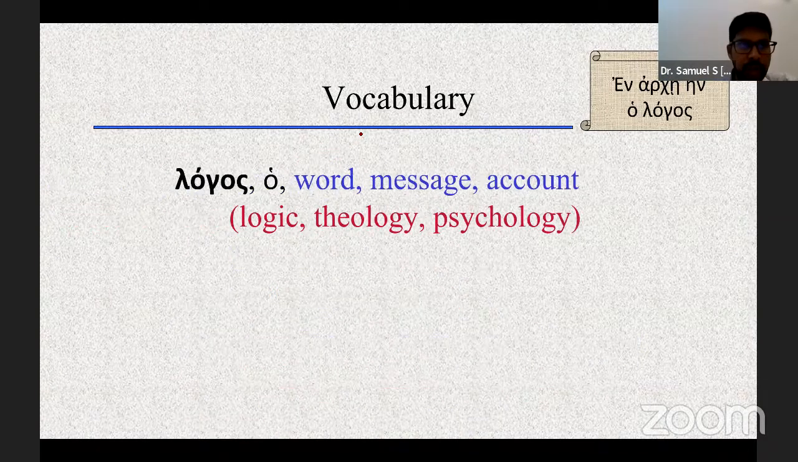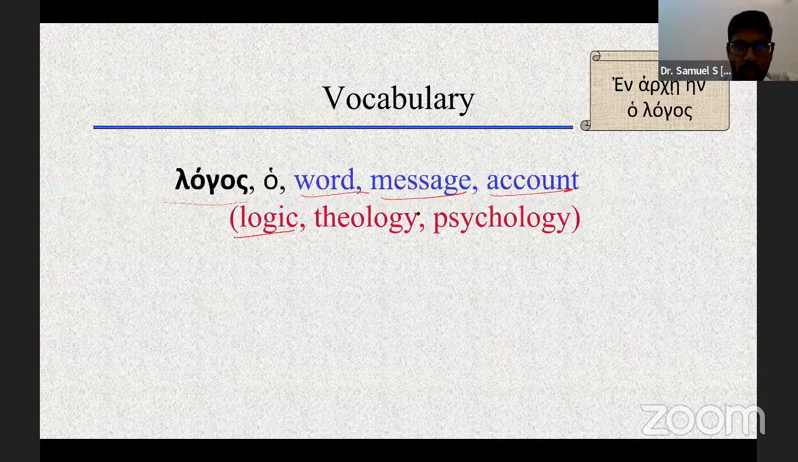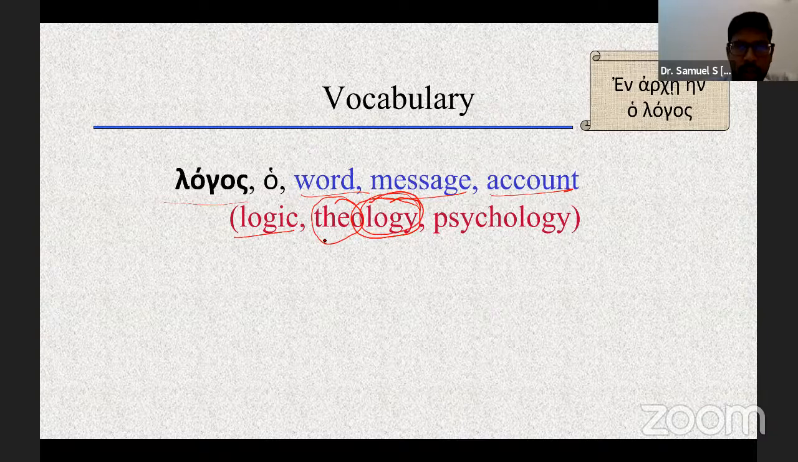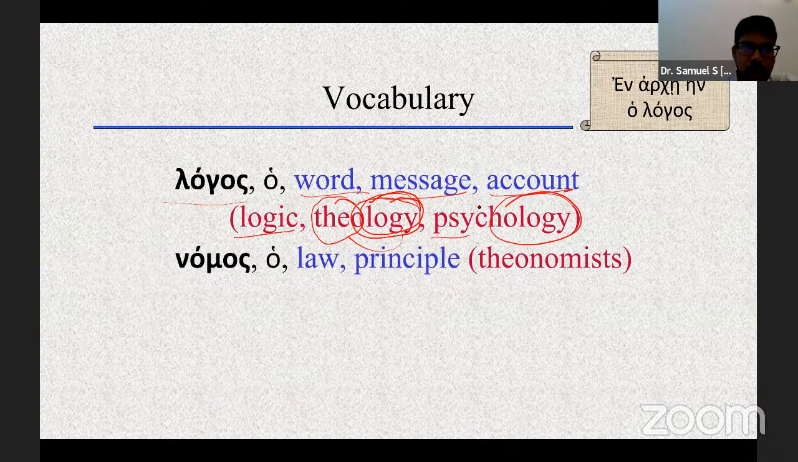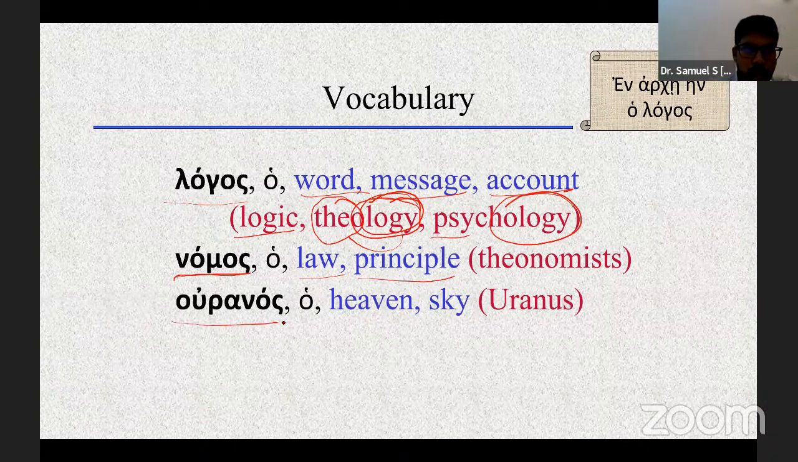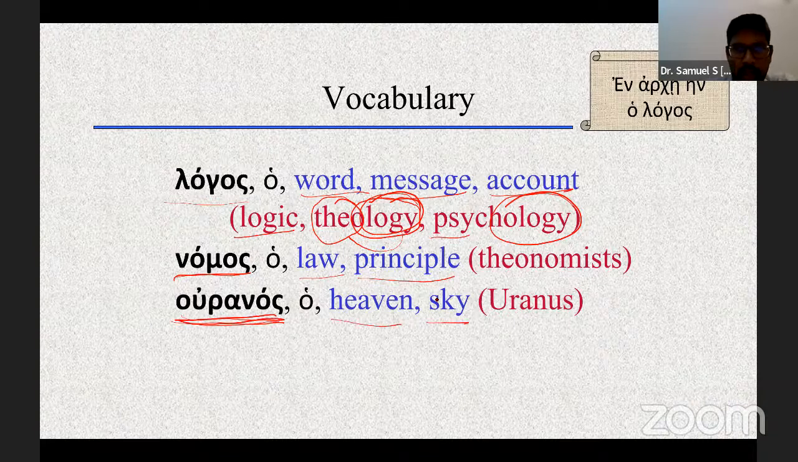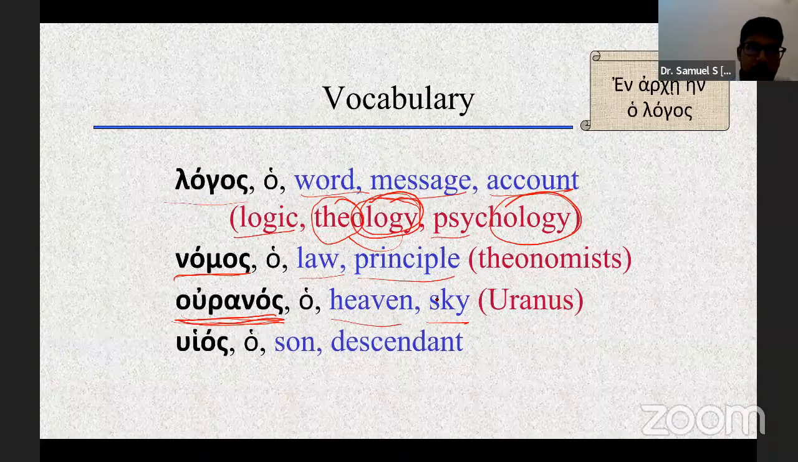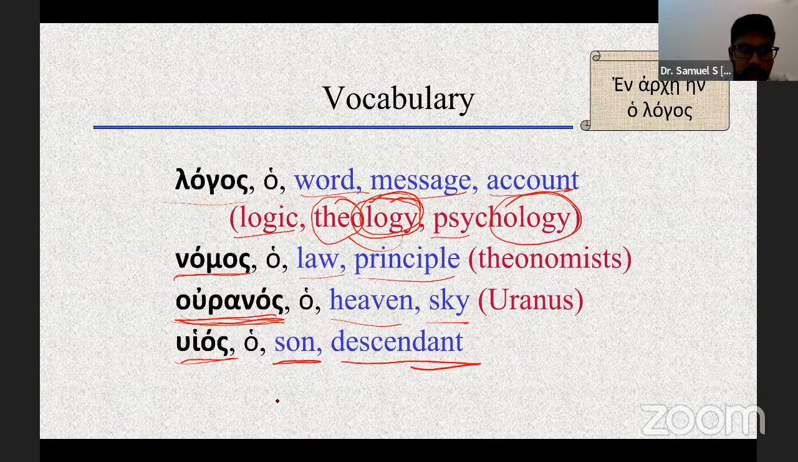Next, logos: word, message, account. Logic, theology. Theos, God. Logos, word, the study of God. Theology. Psychology, logos, word. Nomos, law or principle. Uranos, no rough breathing. Uranos, heaven or sky. Huios, son or descendant.